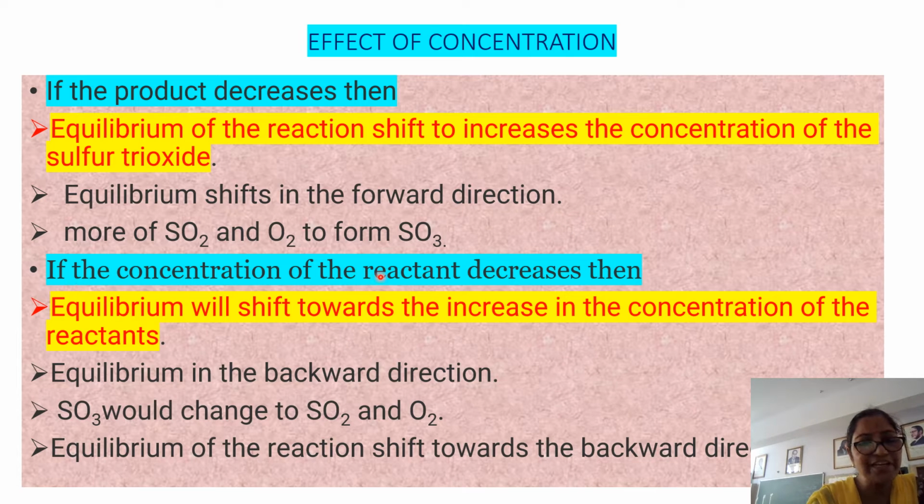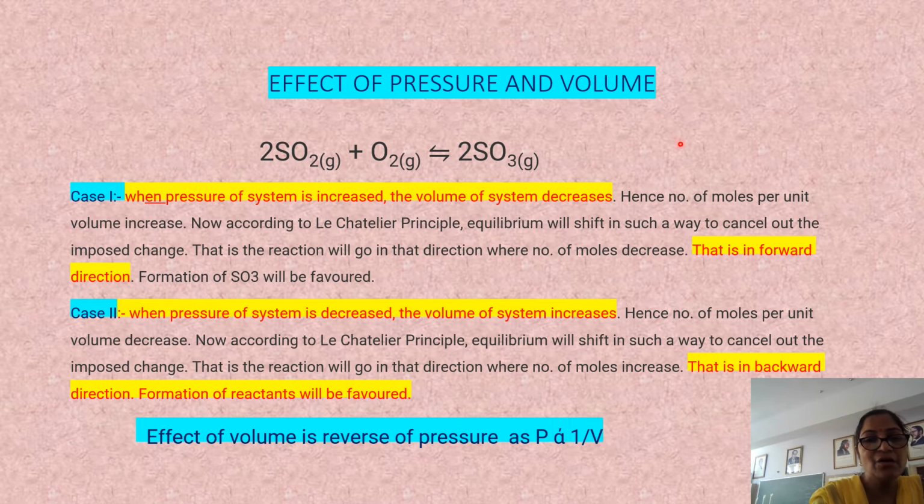If the concentration of reactants is decreased, then what will happen? The decreased concentration of reactants can be increased if sulfur trioxide goes in the backward direction to produce sulfur dioxide and oxygen. That is, the reaction will go in the backward direction to attain the state of equilibrium again. Now let us discuss the effect of pressure and volume.